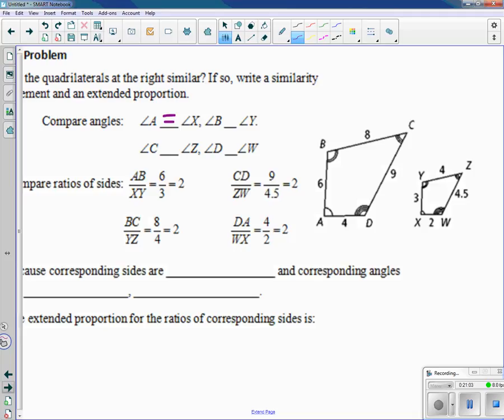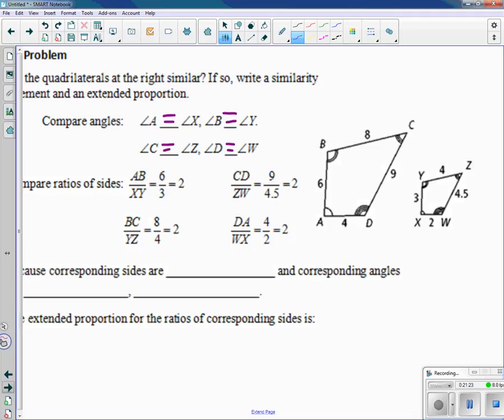Okay. Now, B, do you know it has two tick marks? And Y has two tick marks, or two arcs. So that means that they are equal. C has three marks, so does D. So that means they are equal. And D and W the same way.